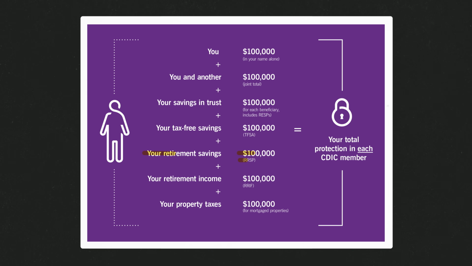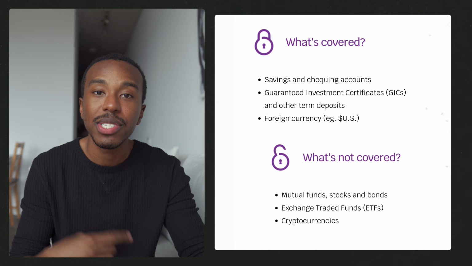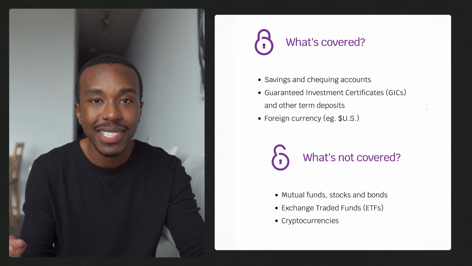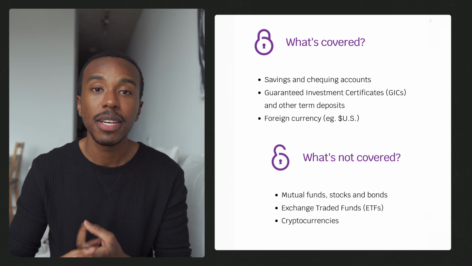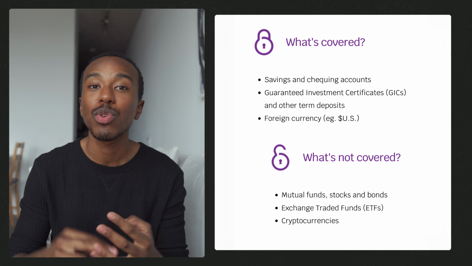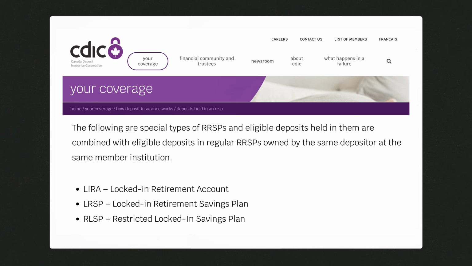One thing to also remember is that they cover up to $100,000 in 7 different categories, with one of them being the RRSP. So overall, they cover savings accounts, checking accounts, GICs, other term deposits, and foreign currency. Now, what they don't cover are mutual funds, stocks, bonds, ETFs, or cryptocurrency. Something else to note is that the locked-in retirement account is another retirement account that they also insure. But if you have both the LIRA and the RRSP, then it's a combined $100,000 max.